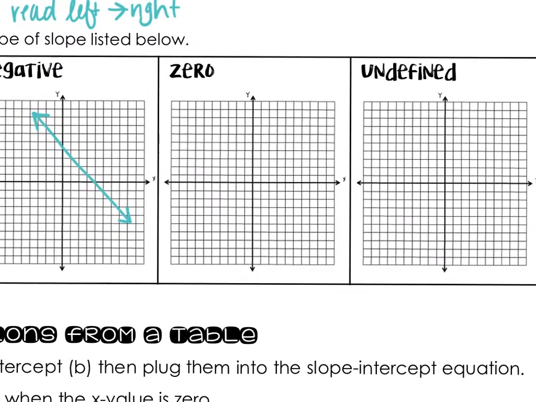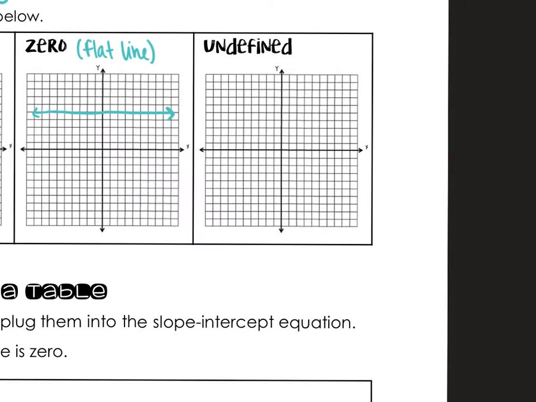All right, 0 is a flat line because then it has basically zero change, zero elevation, steepness. All right, and then undefined is just a vertical line. So it's going down and up forever in both directions.